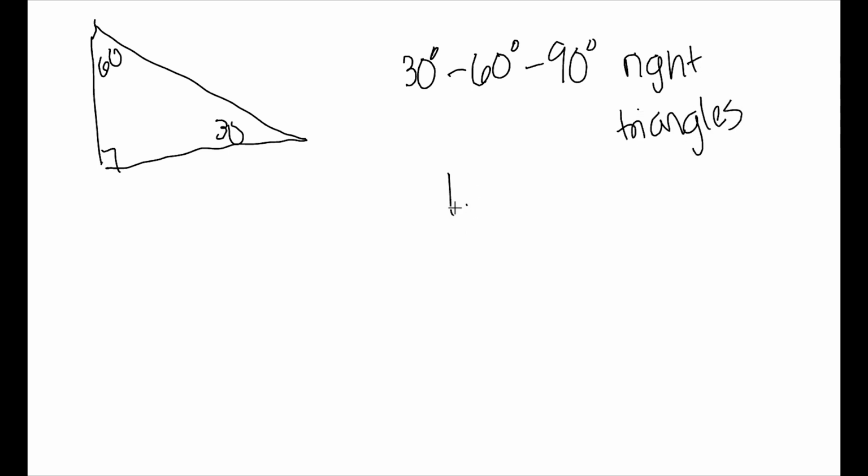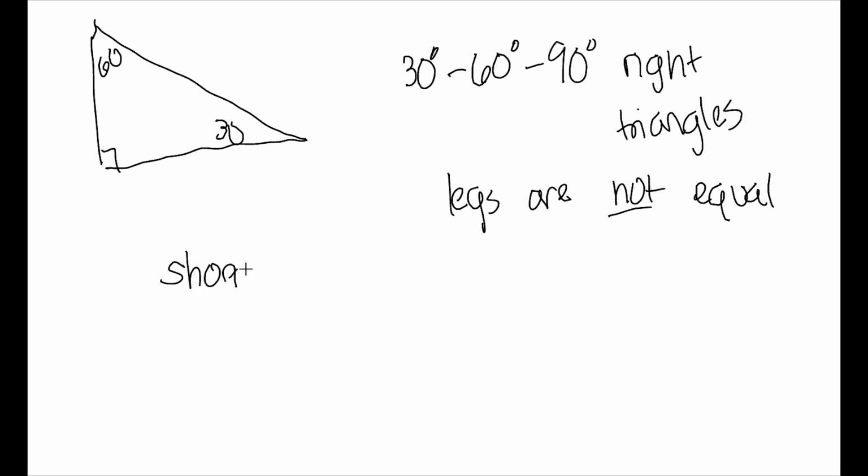Okay, here the legs are not equal because the side across from 30 is going to be smaller than the side that's across from 60. So you need to be careful that you're looking at which leg you are solving for and which leg you're given. So if the short leg is given, and we'll say that's x, that's across from the 30.